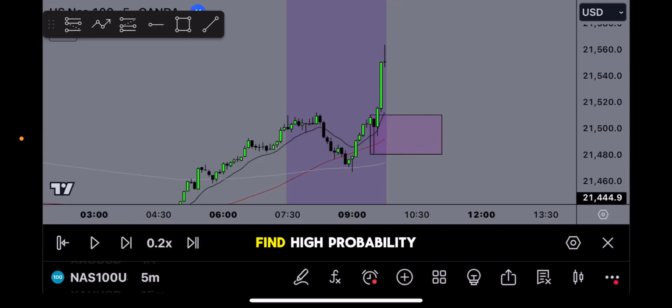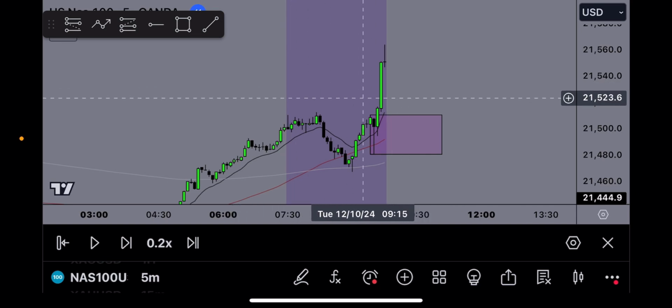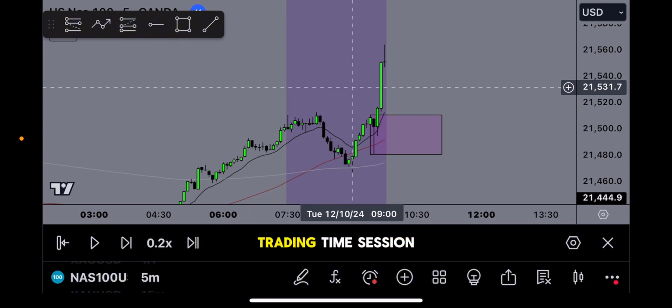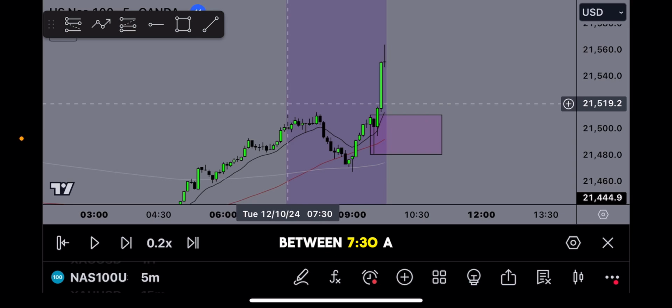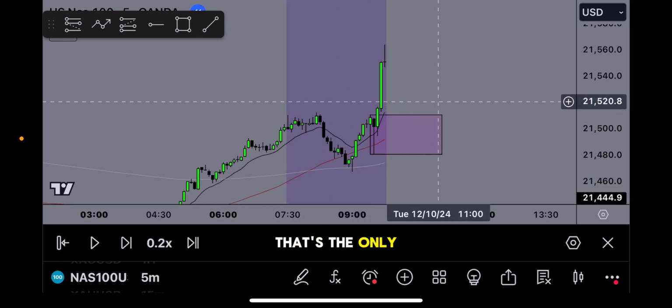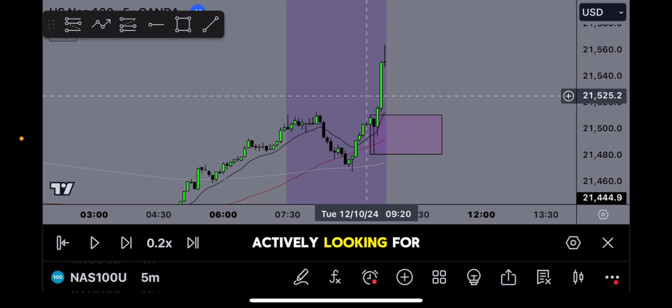Now that you know how to find high probability supply and demand setups, we're going to focus on finding these setups only in between our trade time session. That's why you see the purple background highlighted: it's highlighting my trading time session, when price steps into my trading time session between 7:30 a.m. to 11 a.m. That's the only time that I'm in the markets actively looking for a supply and demand setup.